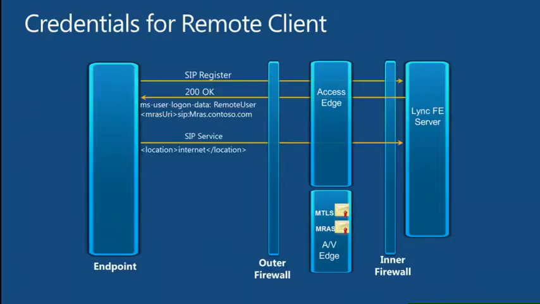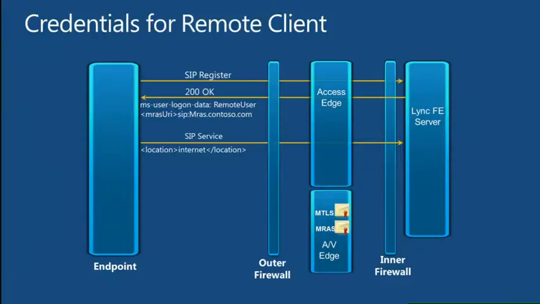The next step will be, I will send a SIP service request to my front-end server and tell the server, well, I'm located in the internet or internally, but this is my location. Please go to the AV Edge server and get credentials for me. As we know, the Edge server is not part of my Active Directory. So the Edge server is never able to authenticate me. Even if I go there with my domain username and password, the Edge server wouldn't know what to do with that.